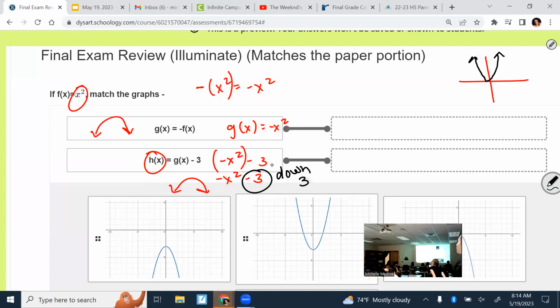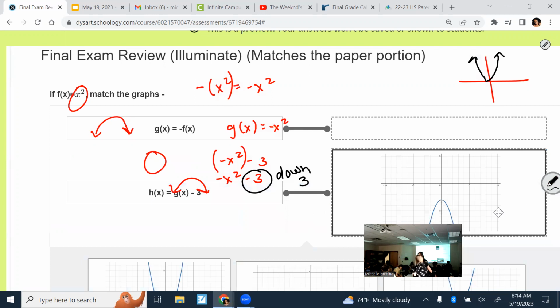Okay, on Monday, we can go over vertex form. I do plan to give you vertex form on the test, but I don't tell you how to use it on the test, but we could talk about it Monday. So then to answer this, it looks like this one goes here.